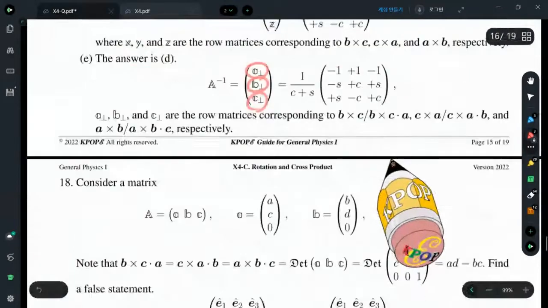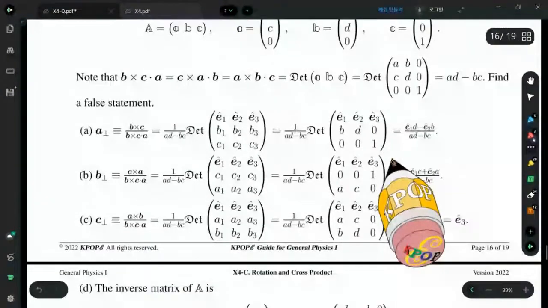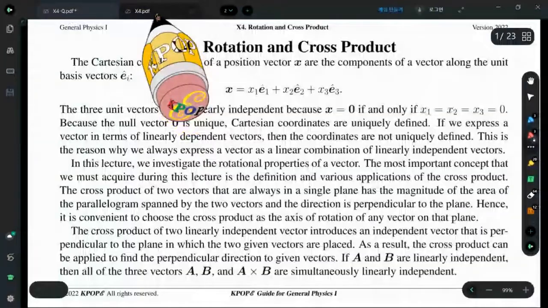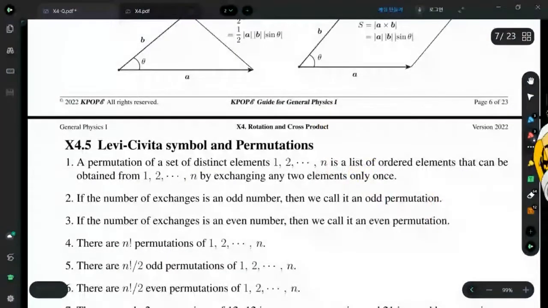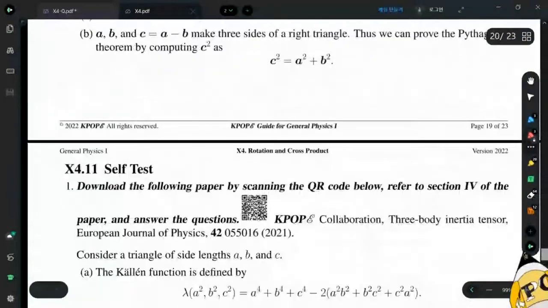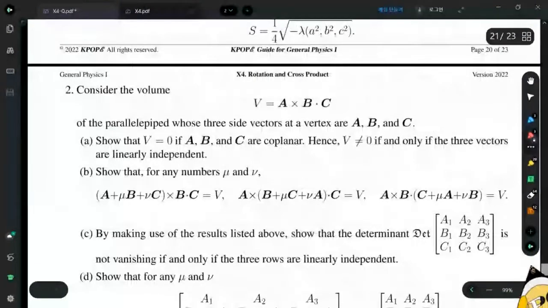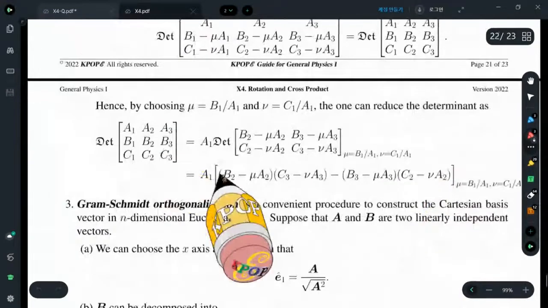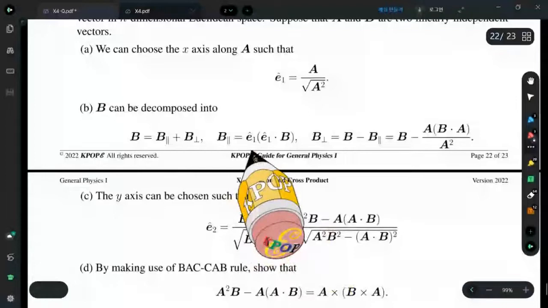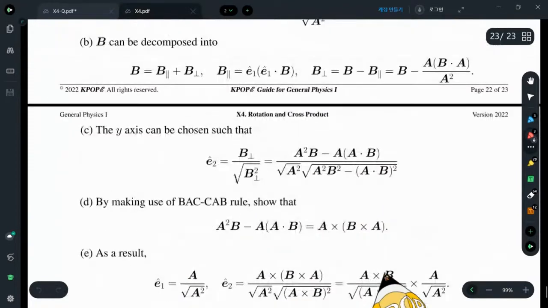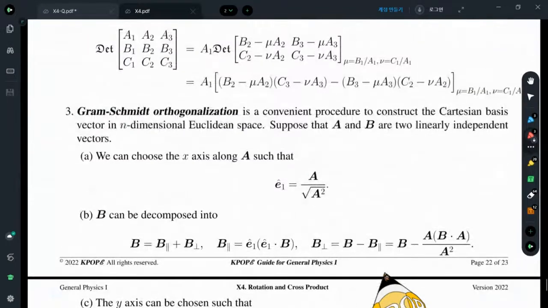I remember, wait a second. Here, triple scalar product, determinant, and then this one is to be used to find that here. Wait a second.